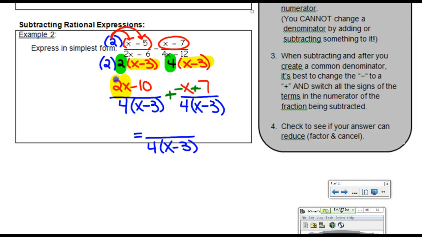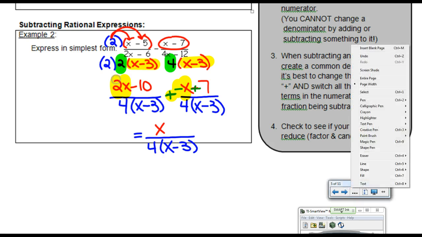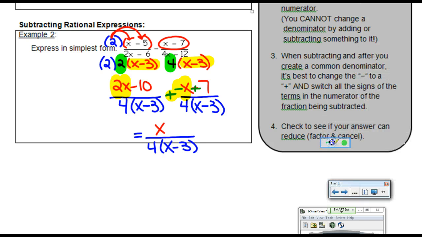So my 2x, and now I change it to plus negative x. That is going to make an x. And then I have to add my other 2, negative 10, and now it's a positive 7. And that's going to add up to negative 3.